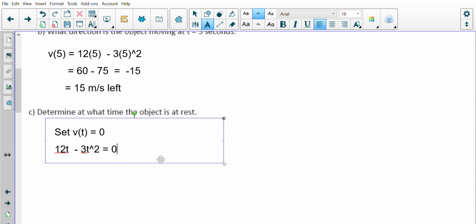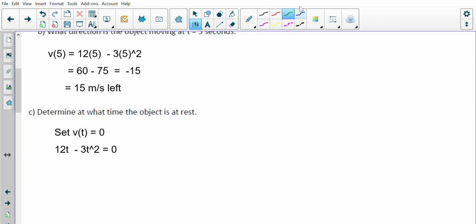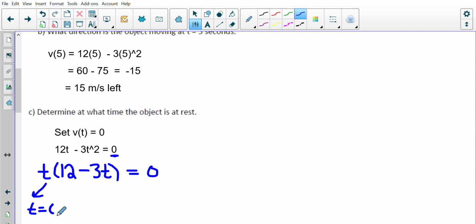All right, so again, I got a quadratic equation going on here. And I got a 0 on one side, which is the start of solving a quadratic, but I've got a t on both terms. And so I'm going to factor out a t. All right, so I'm going to have a 12 here and a minus 3t in the other section equals 0. And well, this one, just like before, is easy to solve. That's t equals 0. Well, at the start, this object's at rest.